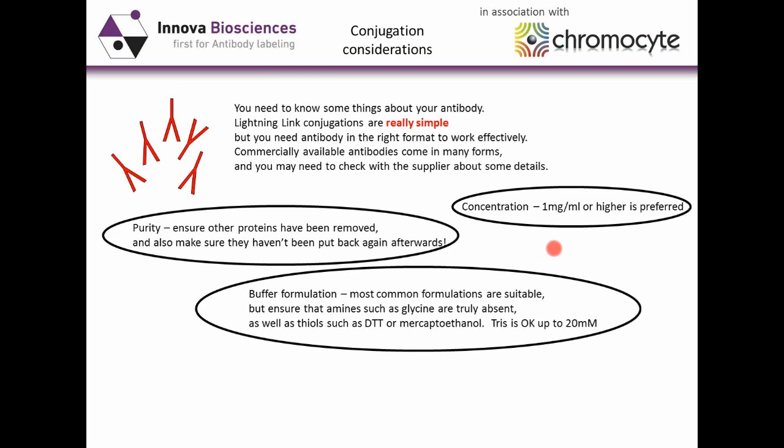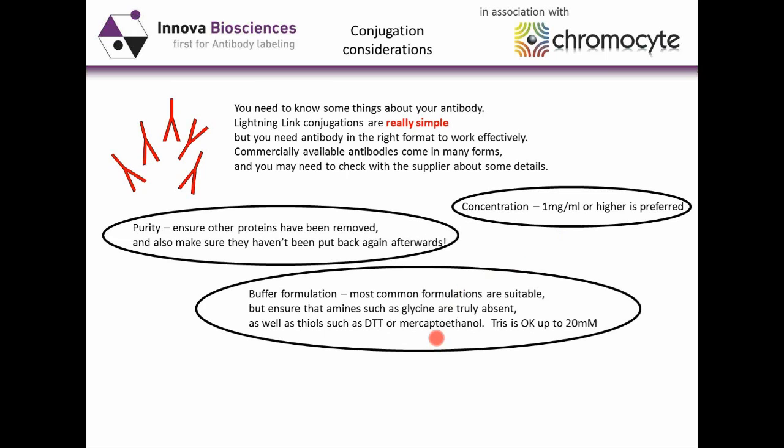It's also important for the kits, for their best performance, to have antibodies at a concentration of around 1 milligram per mil. Again, check on your commercial antibody data sheets to find out what the antibody concentration is.